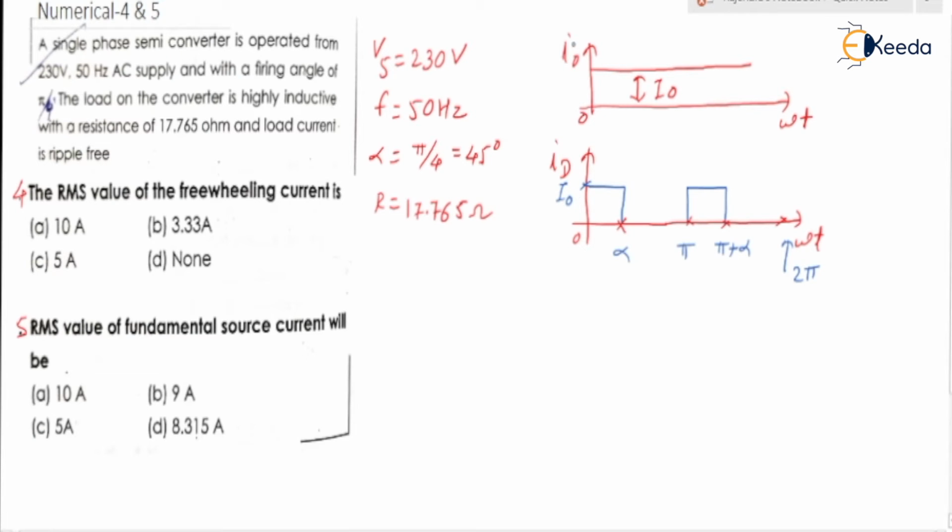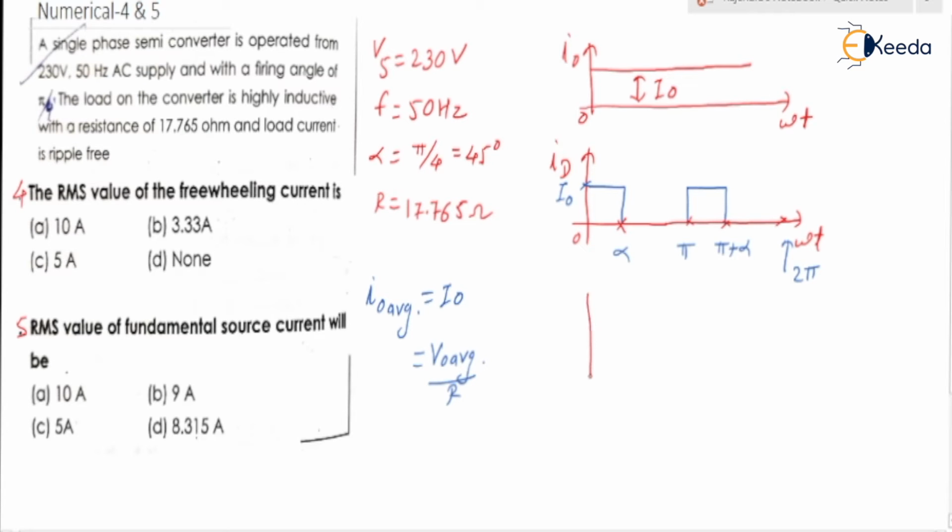But small I0 is a constant current. Therefore, can we write I0 average is equal to I0? Yes, we can write I0 average is equal to I0. Again, this is equal to V0 average divided by R. So here we need to find the V0 average.